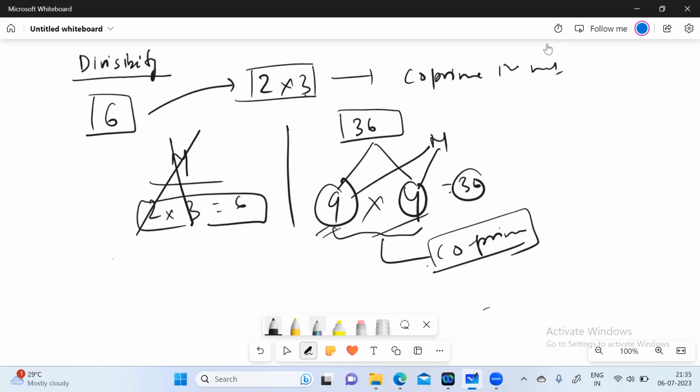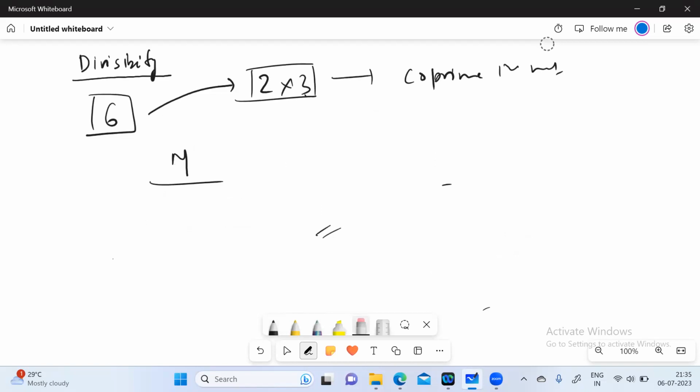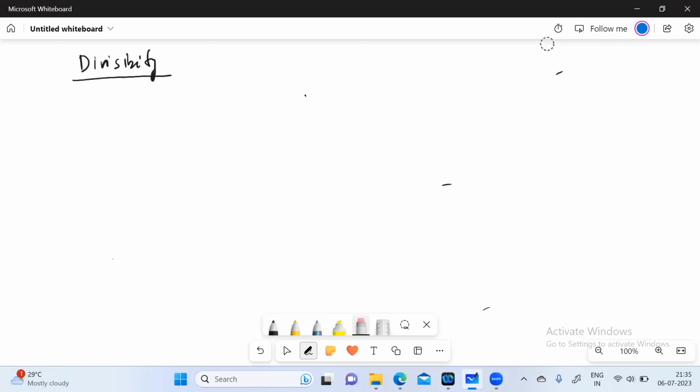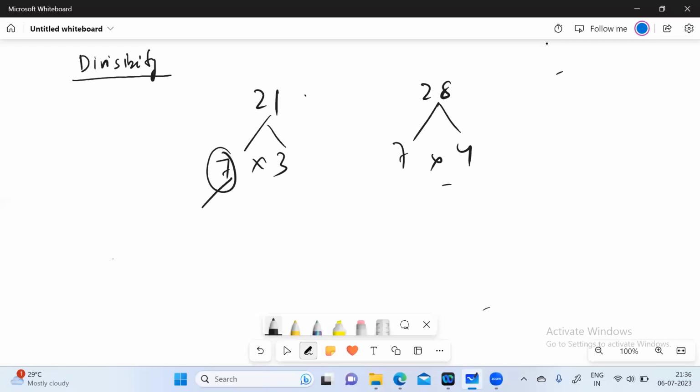So tell me, how can we check the divisibility for 21 or 28? Exactly, 3 and 7. We know the divisibility rule of 7, we know the divisibility rule of 3. Similarly, we know the divisibility rules of 7 and 4. So if a number separately gets divided by 7 and separately by 3, then the number will also get divided by 21. This is how we can break a composite number into two different numbers, or even into three different numbers.